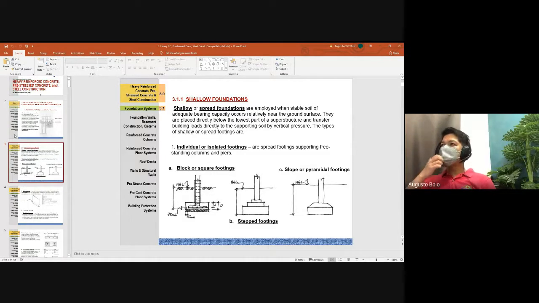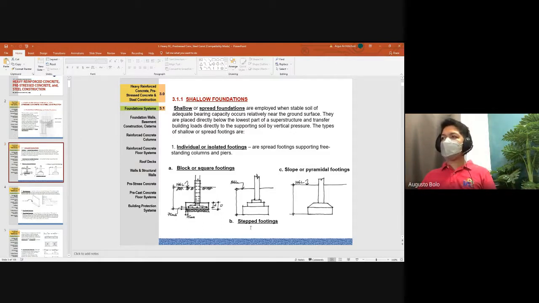Ang common sa atin is yung individual or isolated footing. Yung madalas na footing type ng ating mga bahay. So we have the individual or isolated footing. But ang individual or isolated footing comes in various types din. So we have the block or square footing, yung alam natin. Kung nakakita na kayo ng construction, the usual one is the block or square footing. Typically, once you dig or excavated your footing, ang magagawa mo is a block or square footing.